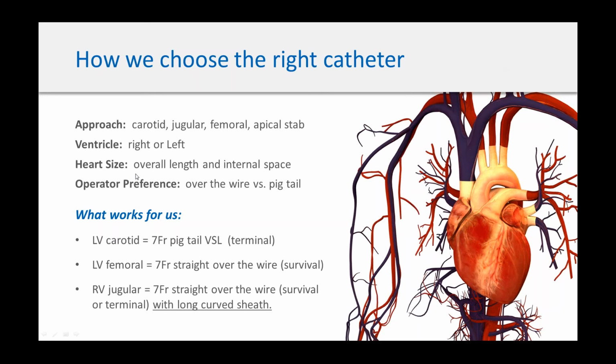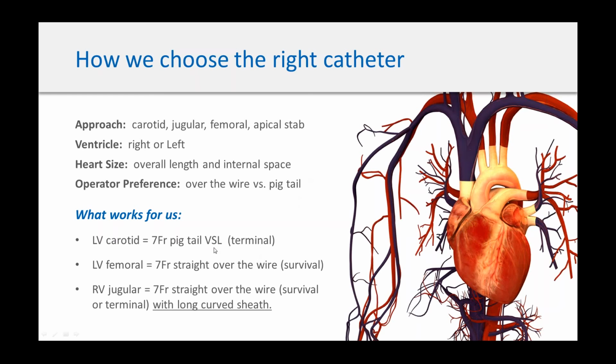Also, you're going to have to look at the overall length and the internal space in your heart. Are you doing a smaller animal, a larger animal? Is the heart changed by infarction or hypertrophy with a pressure overload model? And those will also dictate your catheter size. The nice thing about the variable segment length catheters is that they're usually pretty versatile for most sizes of the heart. And then some comes down to operator preference. Do you prefer an over-the-wire catheter or a pigtail?